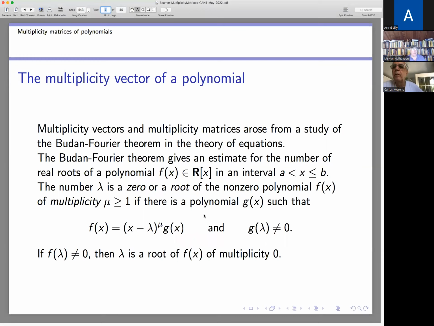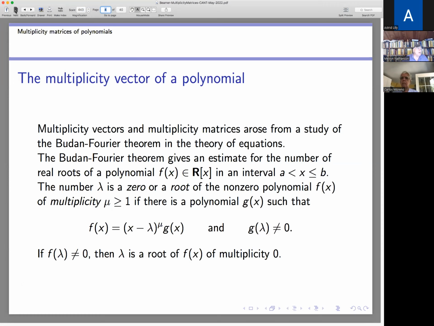When one talks about the roots or the zeros, you take a non-zero polynomial f of x with real coefficients, and we say the root has multiplicity mu at a number lambda if you can write f of x as (x minus lambda) to the mu times some polynomial g of x, where g of lambda is not zero. And if lambda is not a root, we just say it's a root of multiplicity zero.